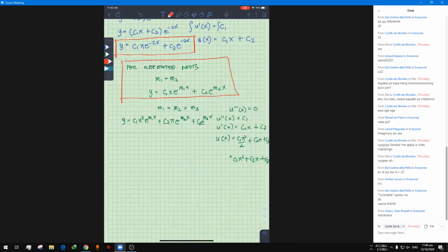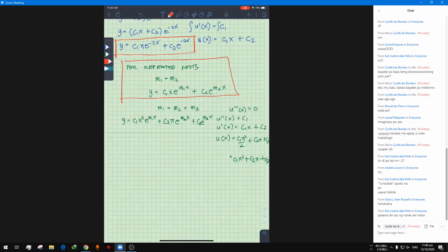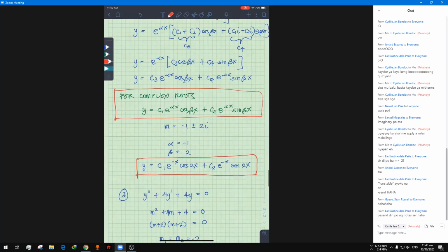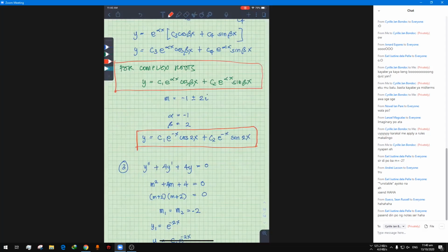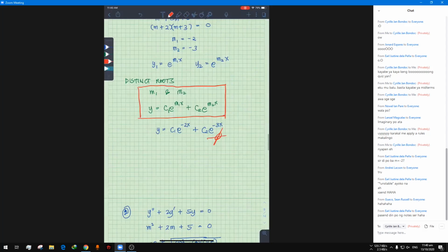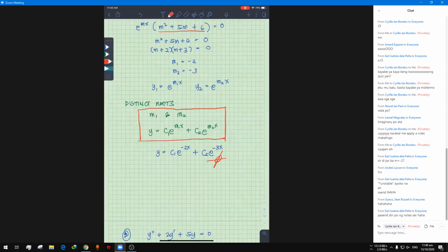Examples ng mga homogeneous. So using shortcut, hindi na itong method na to. So these are just the formula. So para alam nyo lang, saan galing ang formula na yan? So bakit ganyan ang ginagawa ko? So instead of just using the roots. So basta repeated roots, nagmumultiply ka lang ng x. Tapos kapag complex roots, it's cosine and sine. Ang alpha mo, which is the real, tapos yung beta mo, yun yung sa imaginary. Tapos ang distinct roots, yun yung pinakamadali.